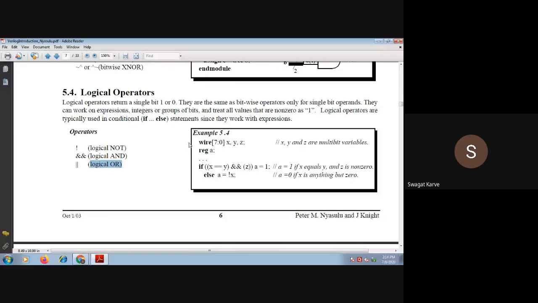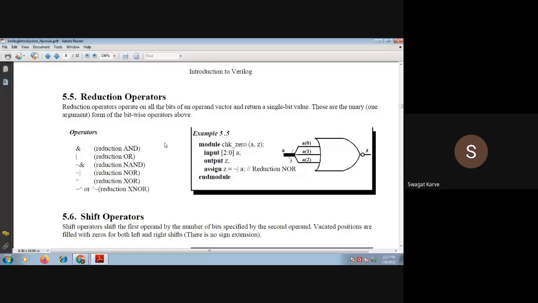Clear with this? So these are the logical operators. Then reduction operators are there. Now what is this reduction operator? Reduction operators operate on all the bits of an operand vector and return a single bit value, right? Suppose, for example, you want to perform the AND operation of 8 bits and you require a 1 bit output. In that case you have to use these reduction operators, right?